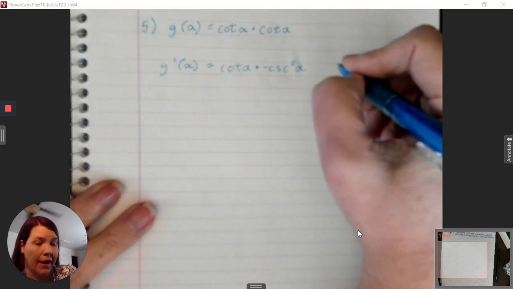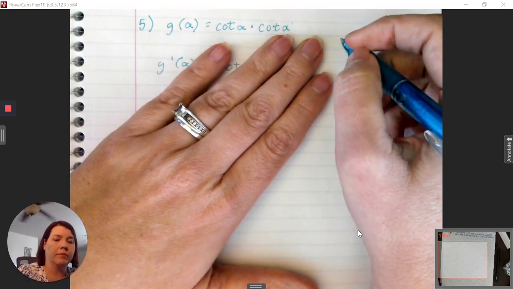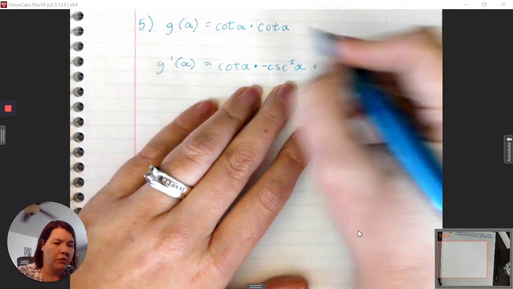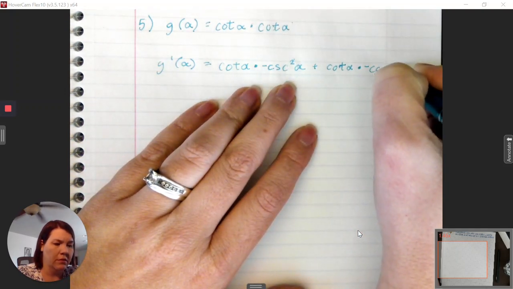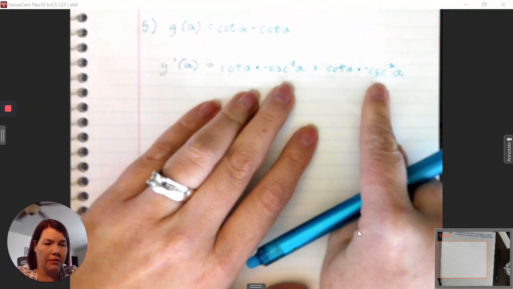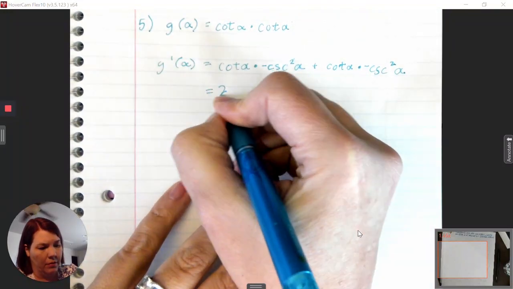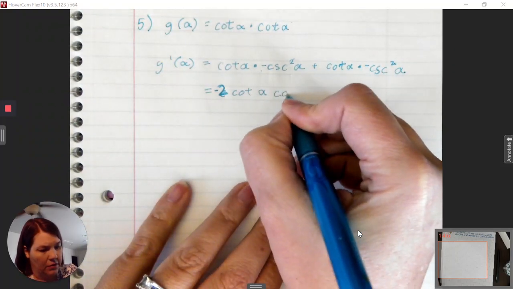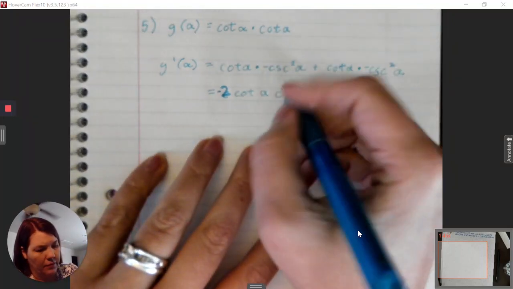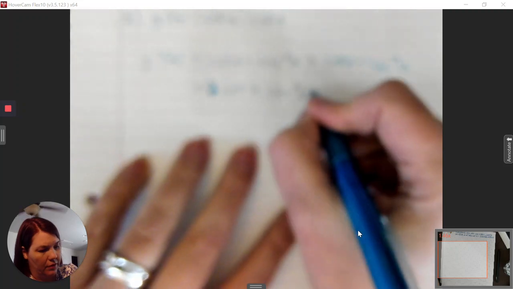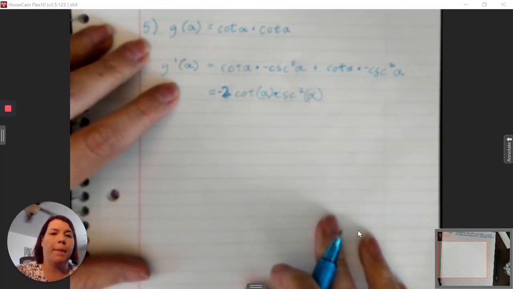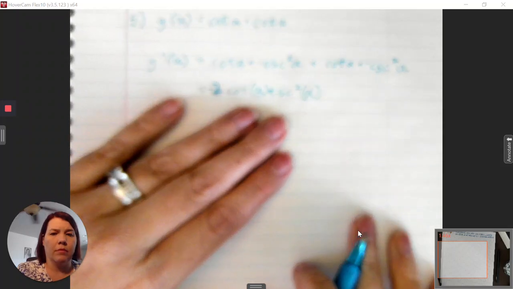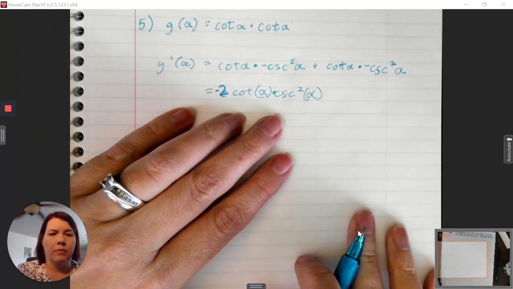And so then when I do it again, I'm going to get exactly the same thing, right? So when I do the second times the derivative of the first, I have two of these that are exactly the same. So equals 2 cotangent alpha, negative 2, excuse me, negative and negative, cosecant squared alpha. Okay. I could probably clean that up a little.